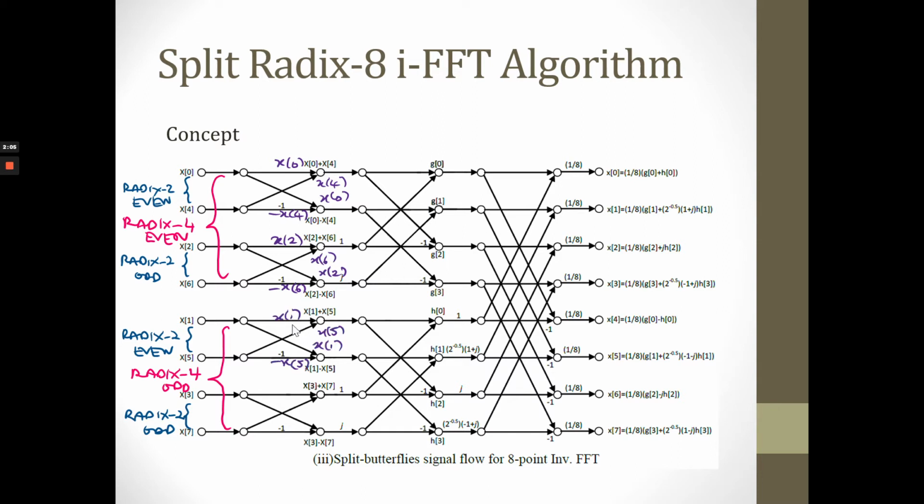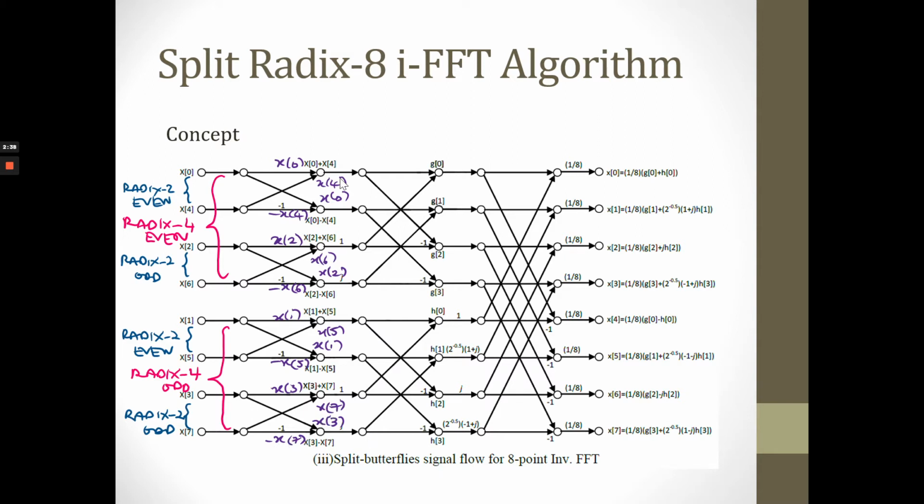And for radix 4 odd, we have x1 here and x1 for this line. This is x5 and this is negative x5 after we multiply with negative 1. The next one, we have x3 for this one and also this one. And from this, x7, we have x7 here and this one negative x7 after we multiply with negative 1. So for these points, we have x1 plus x5, x1 minus x5, x3 plus x7, and x3 minus x7.